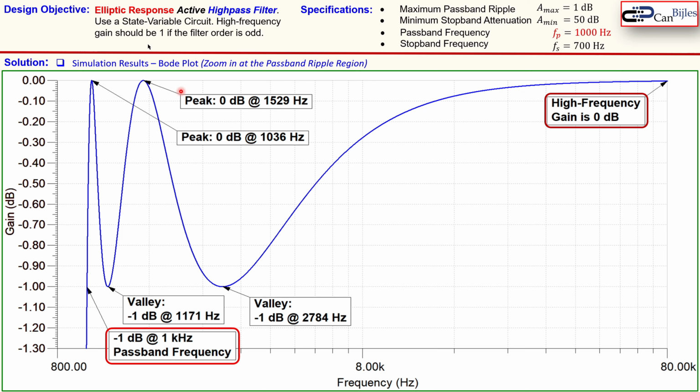That was our example considering the elliptic response active high-pass filter circuit. We have calculated our component values for our state variable filter circuit and used the SPICE simulations to verify our calculations.